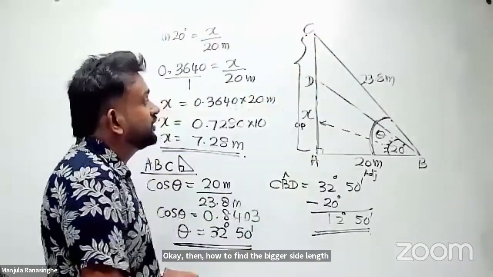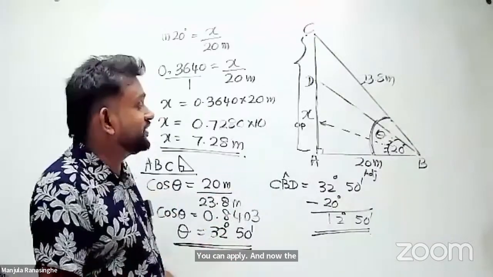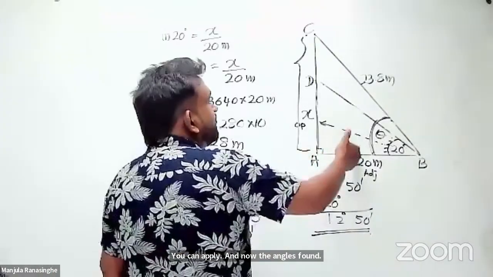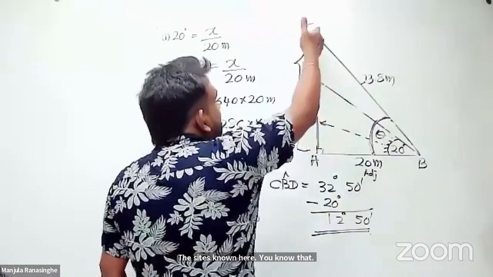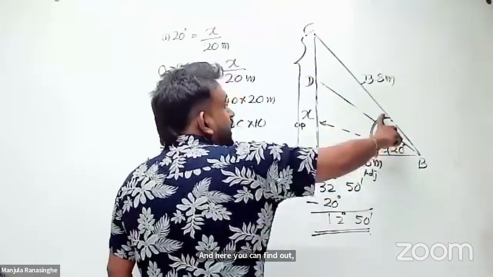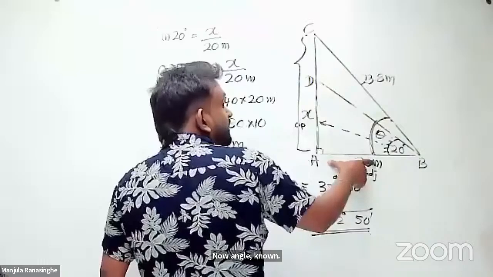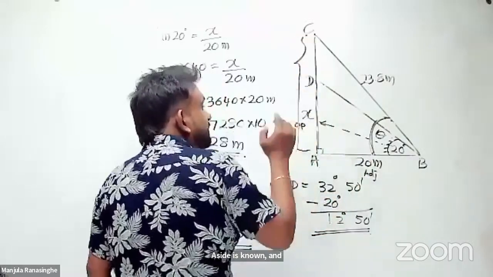Then how to find the bigger side length? You can apply now the angles found and the sides known. Here you know 20, here 23.8, and theta is also found. Now the angle is known, a side is known, and this side is what is being asked.